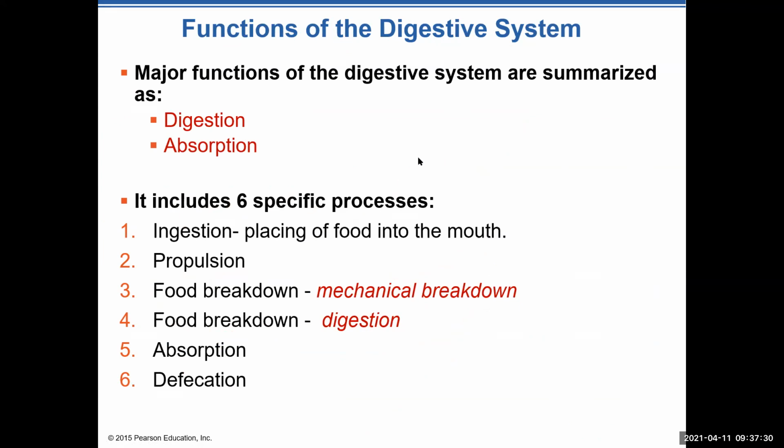6 specific processes of digestion. We have ingestion, meaning placing the food in. So the mouth is doing 2 things: chemical digestion and physical digestion. What does that mean? Physical means chewing the food, grinding the food, mastication of food. And plus the saliva has the enzyme. So chemical and physical both. Right?